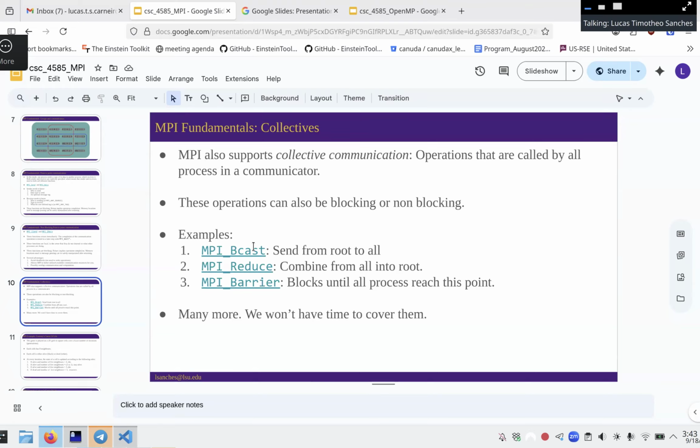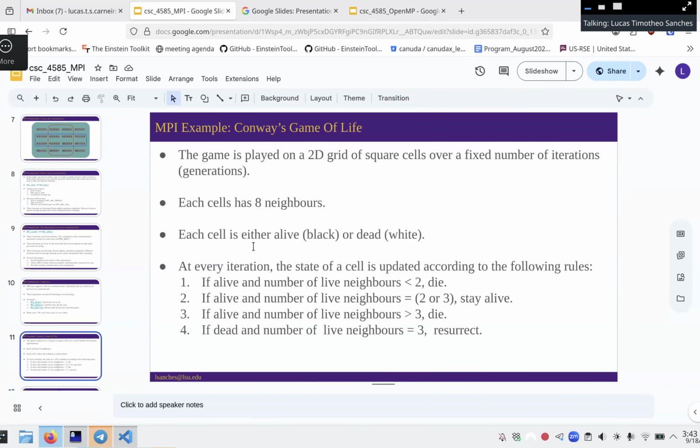There's much more. MPI is very complicated. There is a lot of functionality. We won't see a fraction of it all. We're just going to focus on sends and receives. And the motivating example for today is Conway's Game of Life.